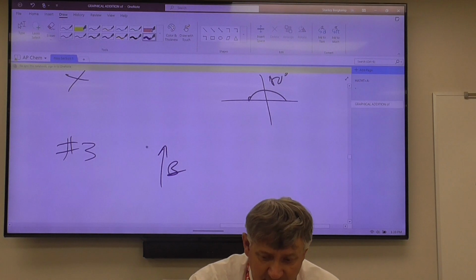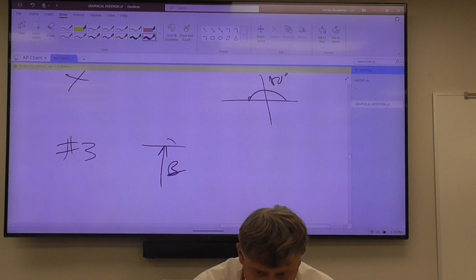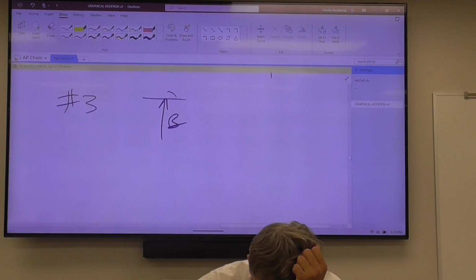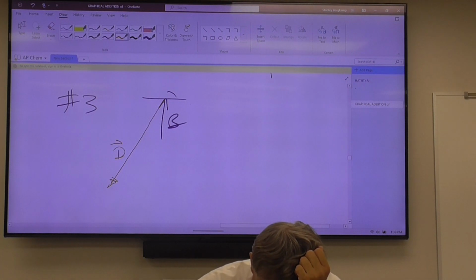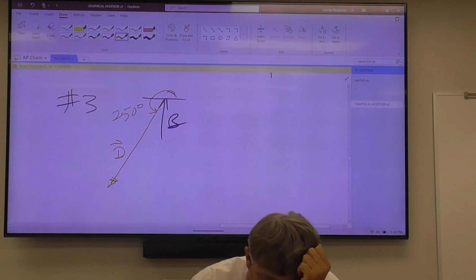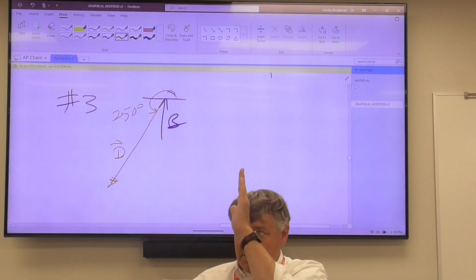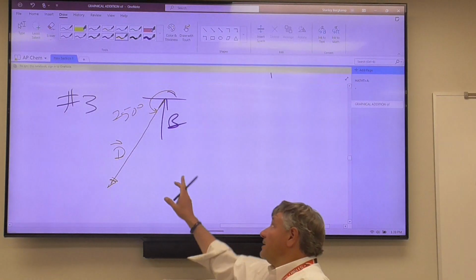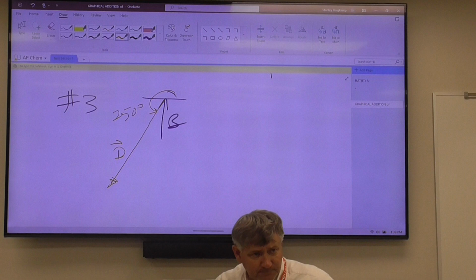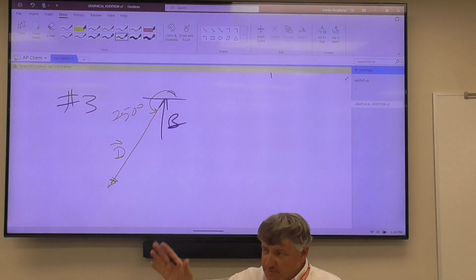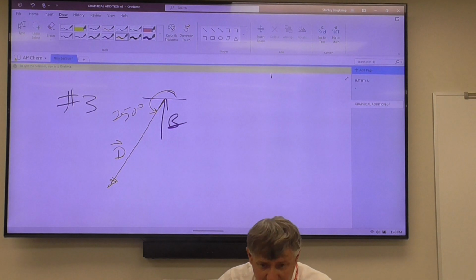Now, from the end of this, I'm going to measure around 250 degrees, and then I'm going to draw vector D. So that's going to be vector D, at 250 degrees. So I'm going to draw vector B. From the end of that, I'm going to draw vector D. Cool, got it. The tricky part is going to be the resultant.